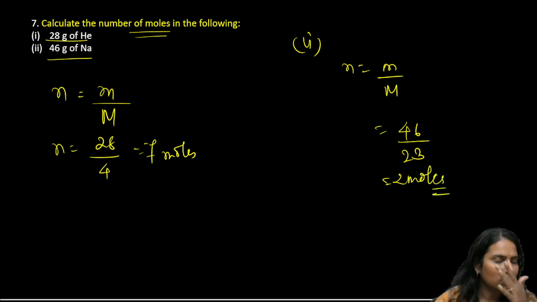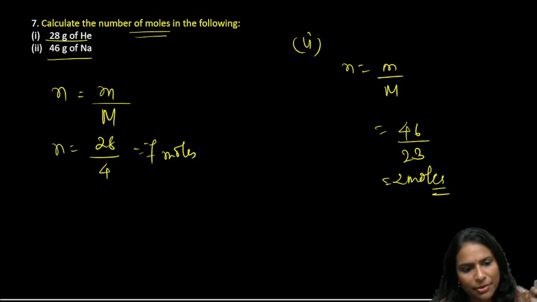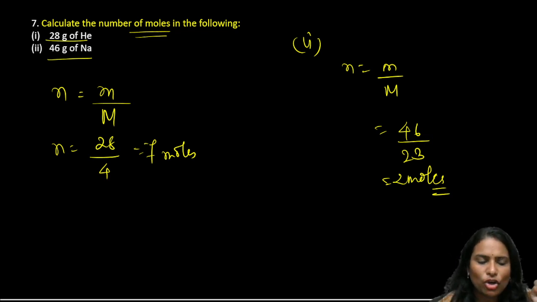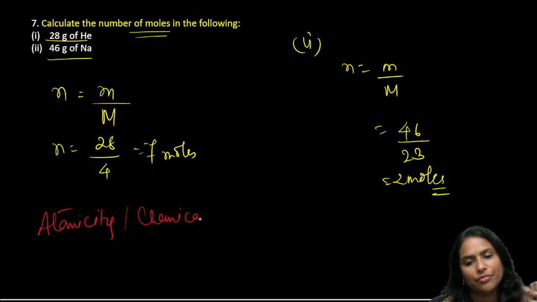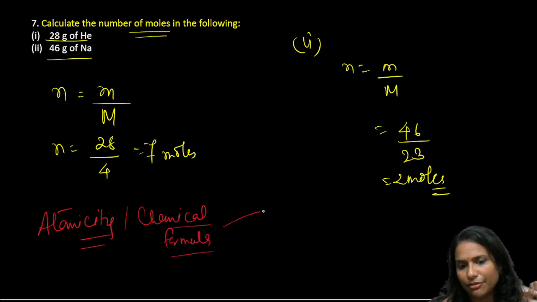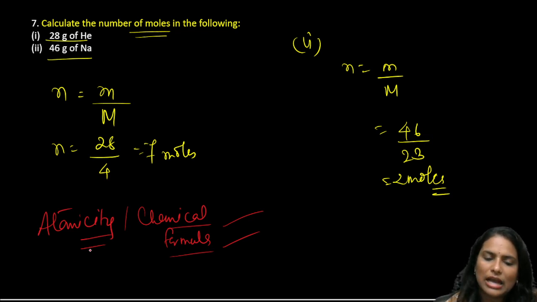So these are all the different varieties of questions that I have discussed, which are supposed to be asked from the mole concept. And there is one topic left out in this chapter, that is atomicity and how to find out the chemical formula. Atomicity and chemical formula, for that I'll make a separate video. This topic has been missed out. So in my upcoming video, I'll make content on atomicity and chemical formula.